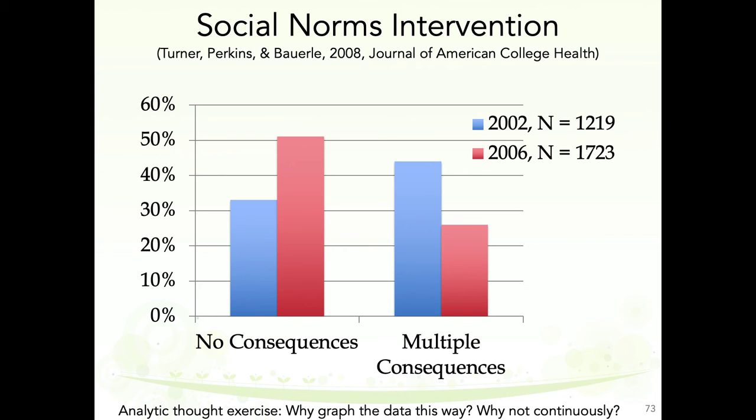As a thought exercise for you, why did they graph the data this way, no consequences or multiple consequences, compared to continuously? If you take out a piece of paper and you draw an XY axis and you try and graph multiple consequences, imagine what that graph might look like and whether it would be misleading to graph it in this dichotomized way, or what you think. Explore that.